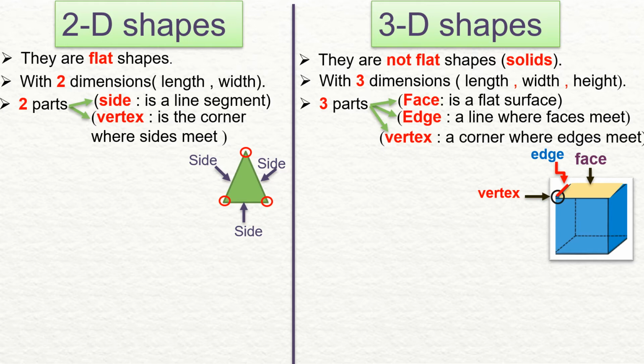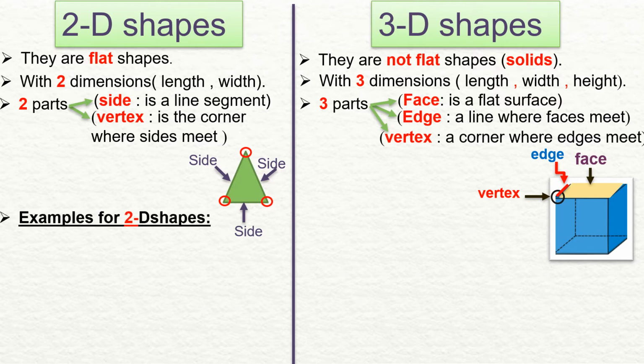Now, before we move on to another point, let's review them quickly. 2D shapes, they are flat shapes with two dimensions, length and width, two parts, side and vertex. 3D shapes, they are not flat, with three dimensions, and they have three parts, face, edge, vertex.